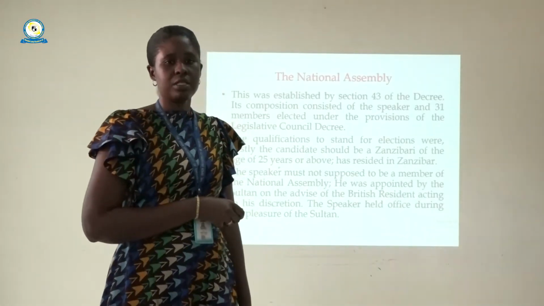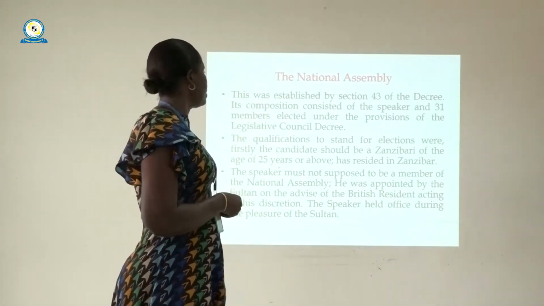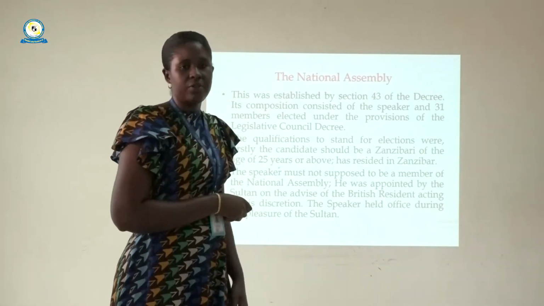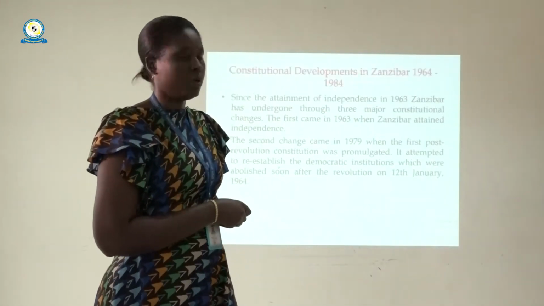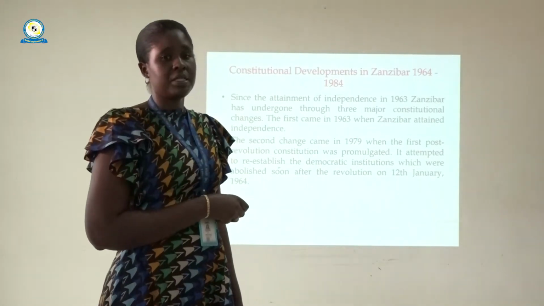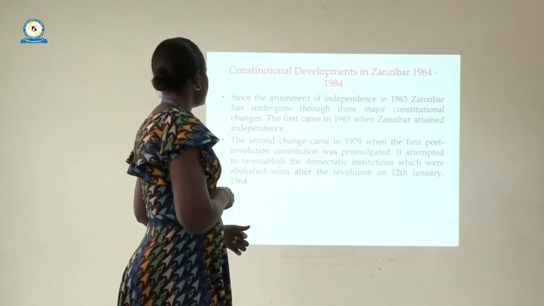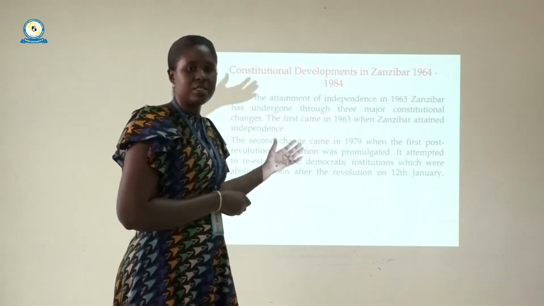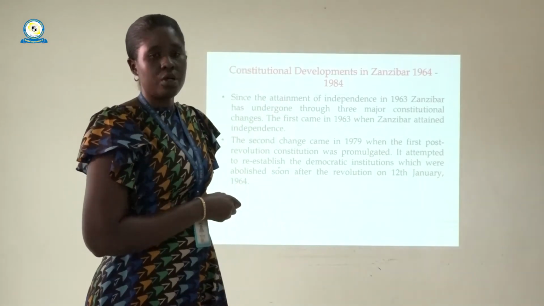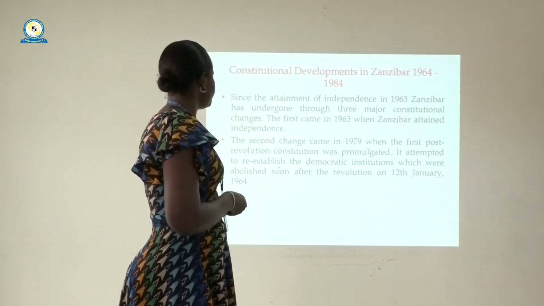You see, the National Assembly was established by Section 43 of the decree. You can see the qualifications of the people of that National Assembly. We also have the constitutional development in Zanzibar, 1964 to 1984. Since Zanzibar got its independence in 1963, it has undergone major constitutional changes.